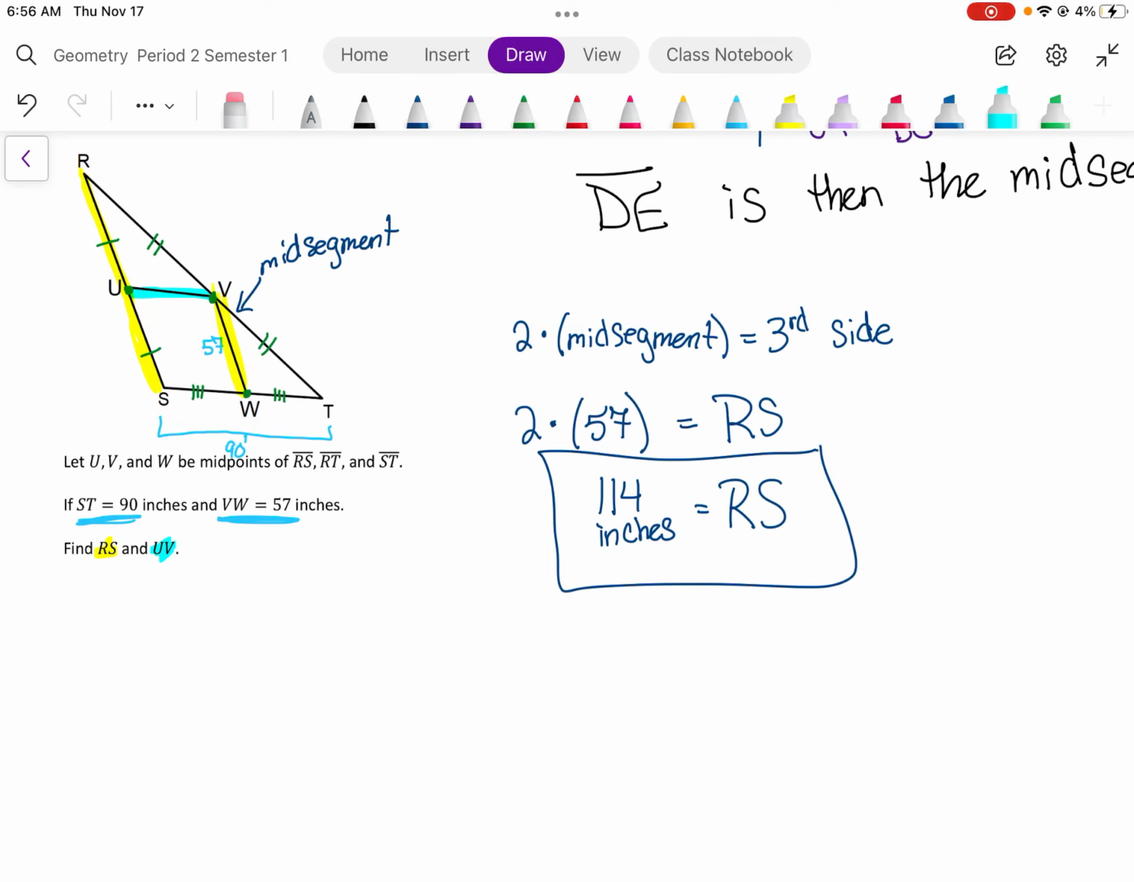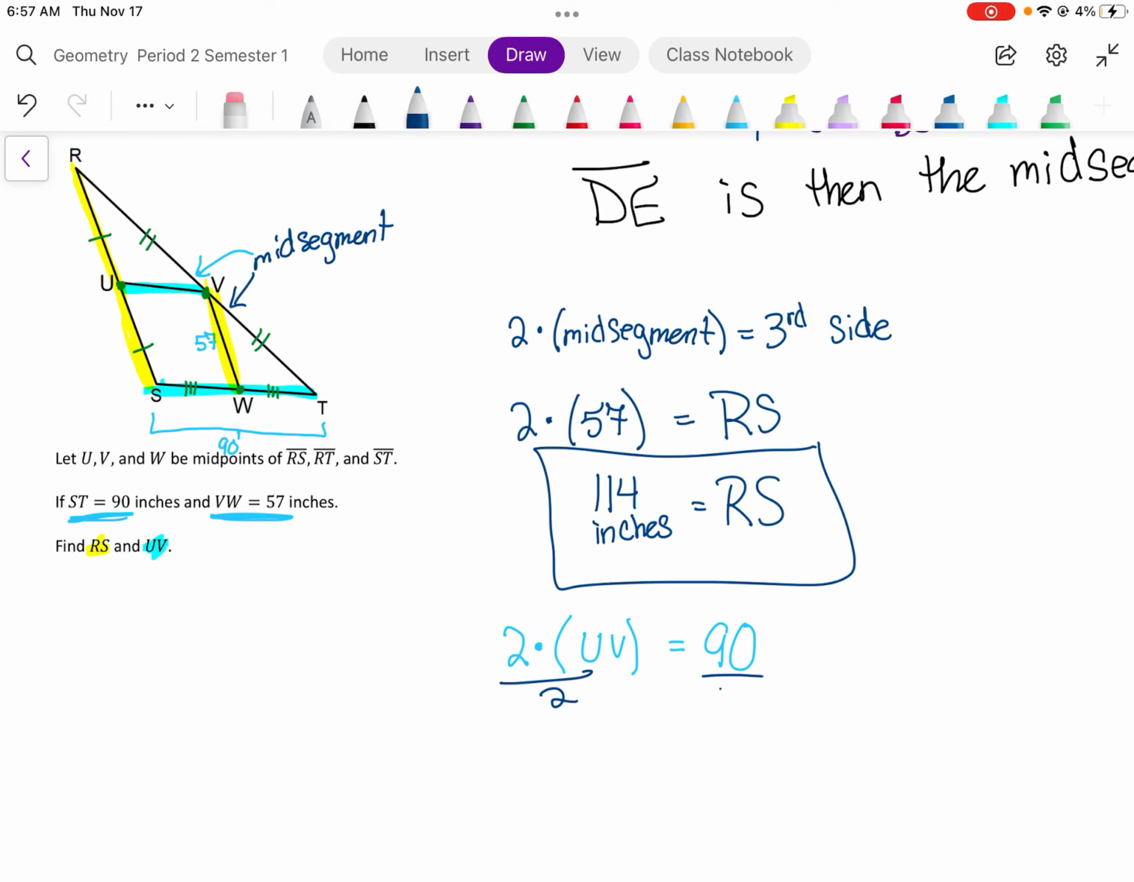For that one, UV, we're looking for the side that's also parallel to it, and that's going to be ST in this one. So again, we're going to take 2 times the length of the midsegment. This one, we don't know what the length of the midsegment is, so we're just going to plug in the letters UV, and that's equal to the length of the parallel side, which is 90. Our goal is to get UV by itself, so we're just going to divide both sides by 2, and that will give us the length of UV of 45 inches. And that is our answer.